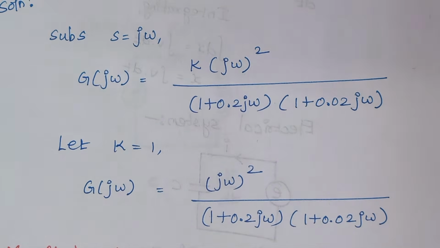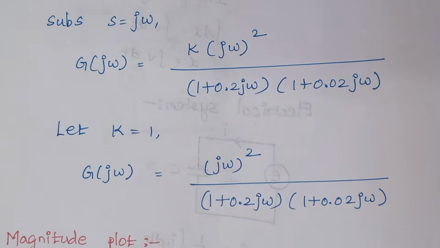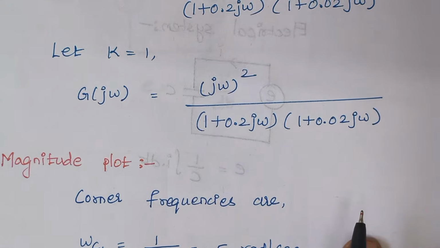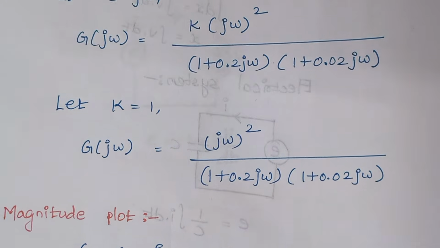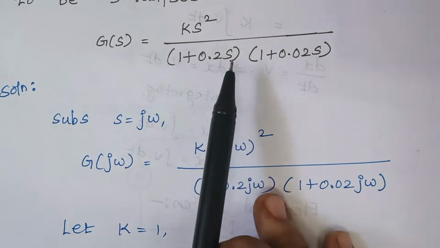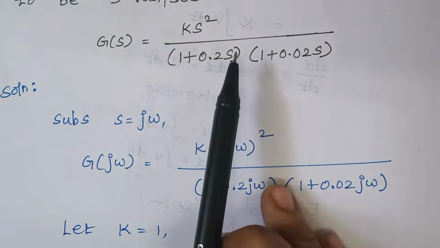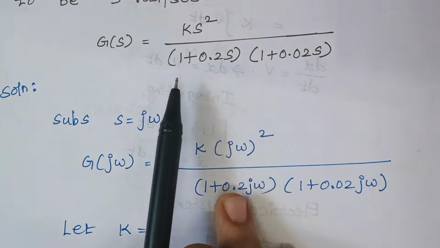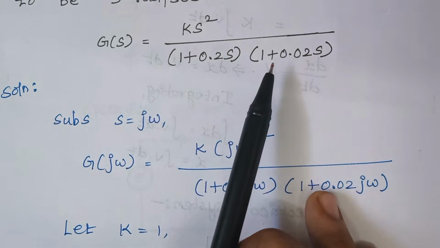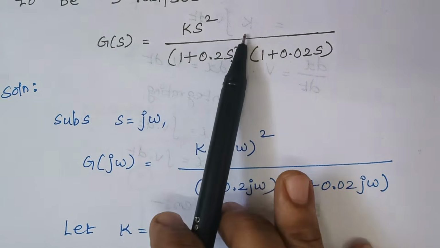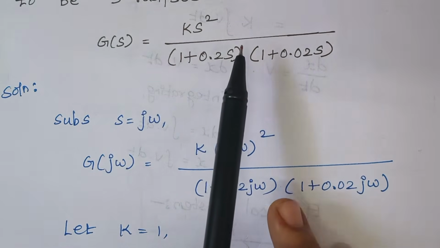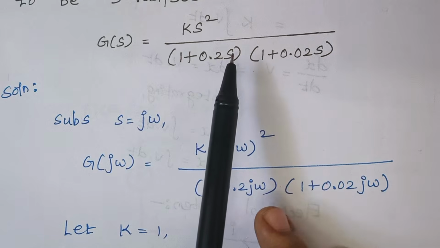Then the next important step is we have to find the corner frequencies. From the problem, you can tell the corner frequency: you have to take the reciprocal of the coefficient of s. Whether these terms are in the denominator or even in the numerator, no matter.